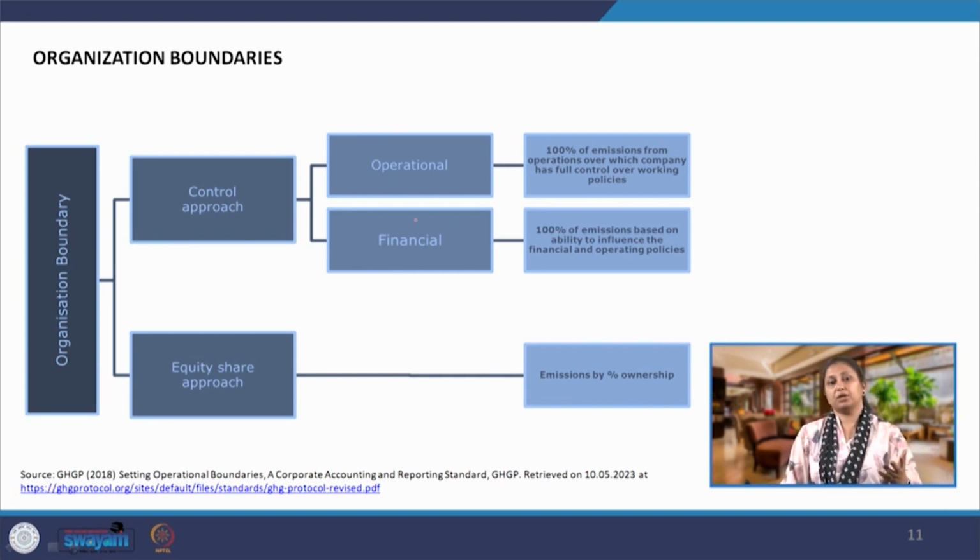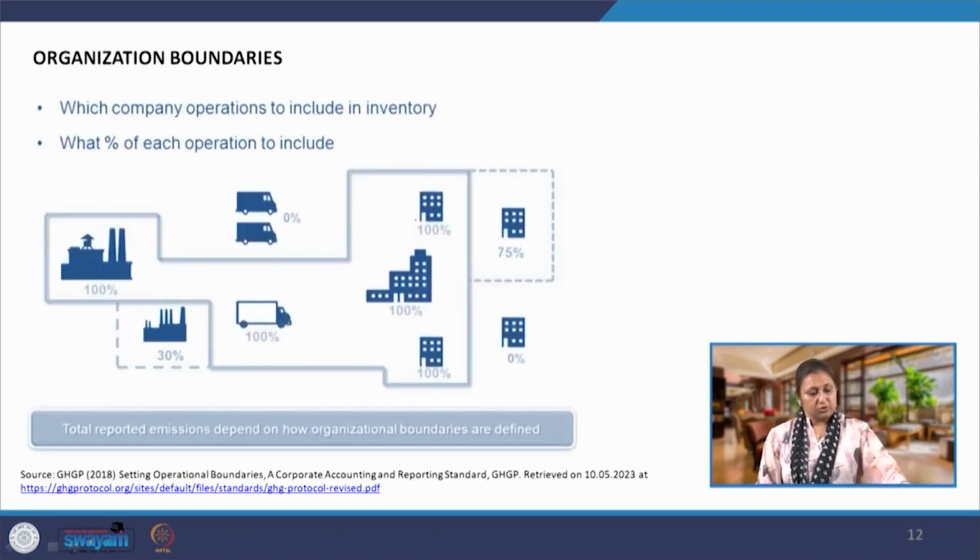So, depending upon the percentage equity, the ownership that is there, it will have the percentage of emissions accrued to the bigger company. So, right in the beginning, the company has to decide what all is part of its organization and what percentage of it is part of the operations and organization.